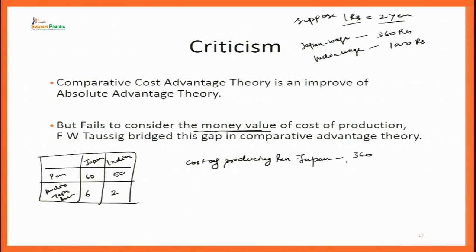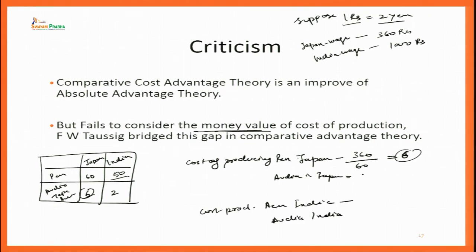That is 360 upon 60, right? So, it is going to cost you 6 rupees, and the cost of production of audio tape in Japan is going to be 360 upon 6, so here it is going to be 60 for you, and India is 100 rupees. So, in case of the audio tape, it is 100 by 2, that is going to be 50.